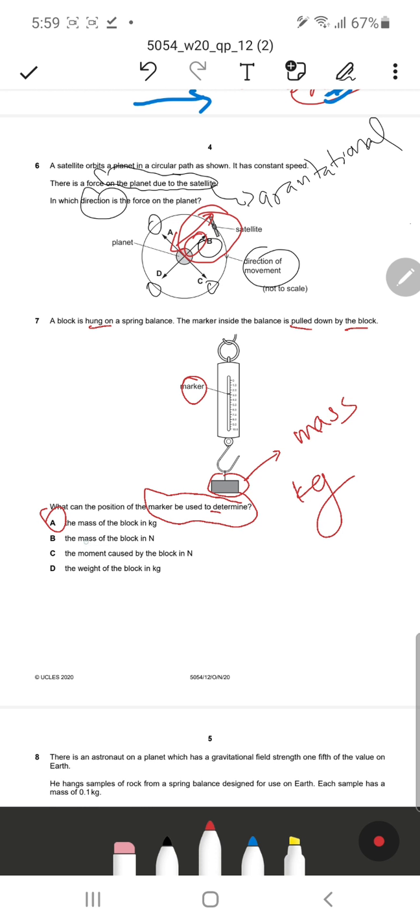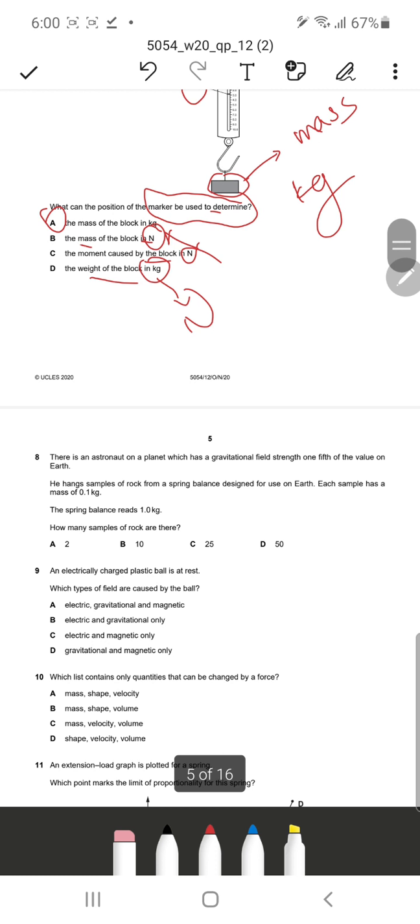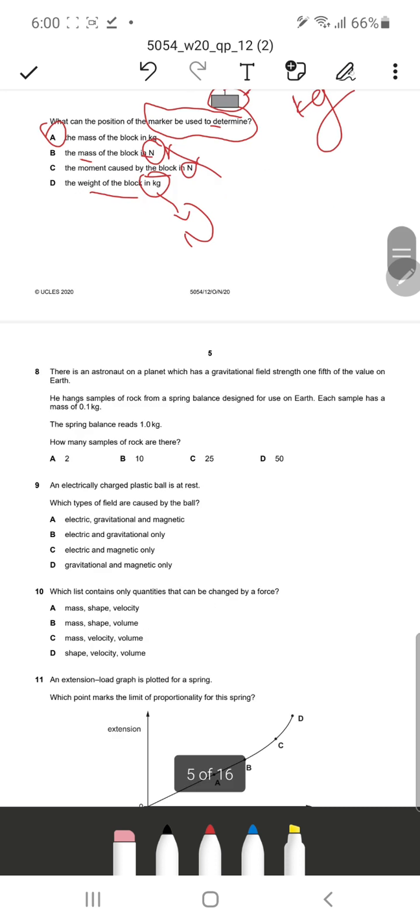So why are the other responses wrong? It says the mass of the block in newtons. The unit of mass is not newton. The moment caused by the block, no, it's not measuring the moment. It says the weight of the block in kilograms, it should be in newtons, so that's also wrong. Only the first answer gives us the proper units and the proper quantity. So that's one thing we need to match when we are confused in these kinds of questions, whether it's a mass or the weight.